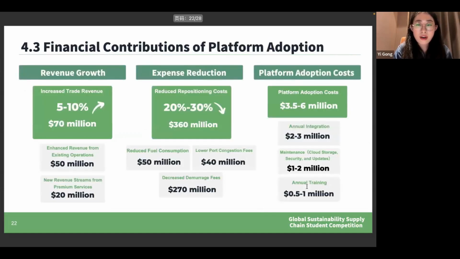So, to quantify the financial contribution of adopting our platform, we estimate up to a 10% increase in trade revenue, equal to $17 million. Also, we estimate up to a 30% reduction in repositioning cost, equal to $360 million. However, we acknowledge that there must be a platform adoption cost, but we estimate it to be no more than $6 million.